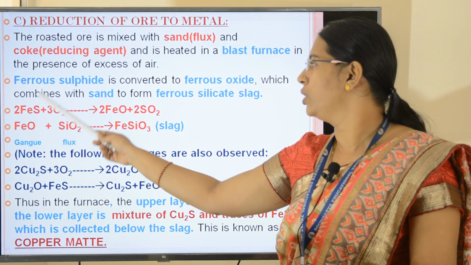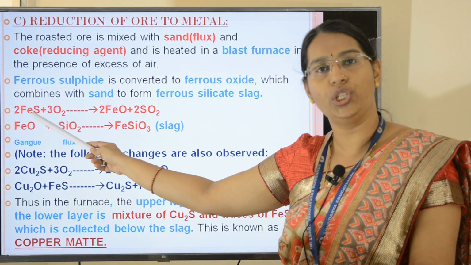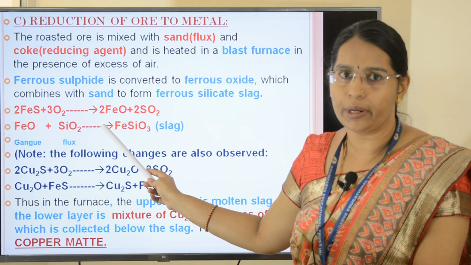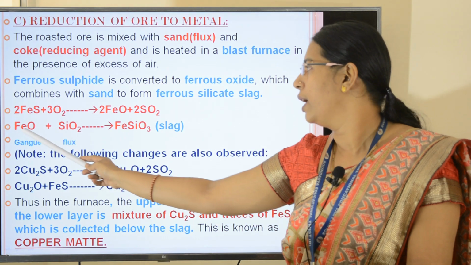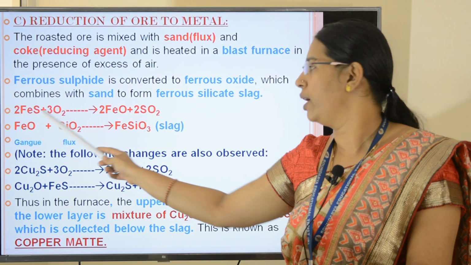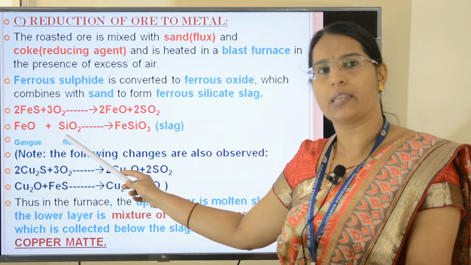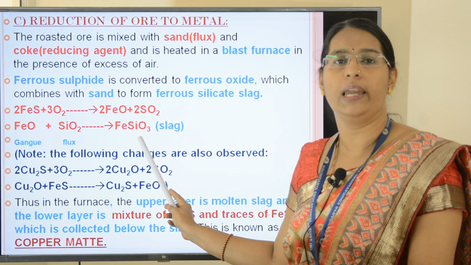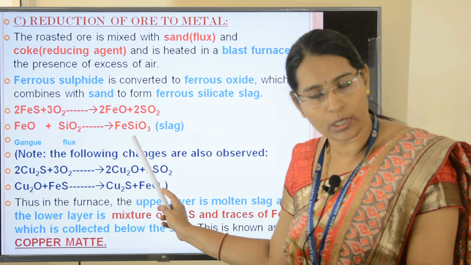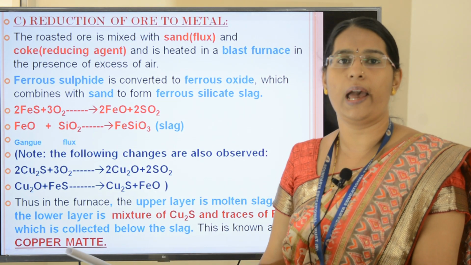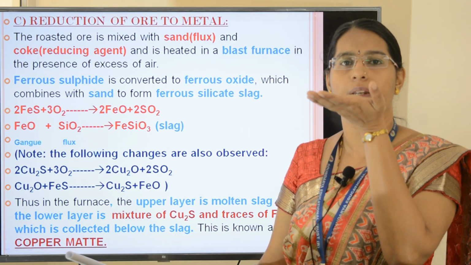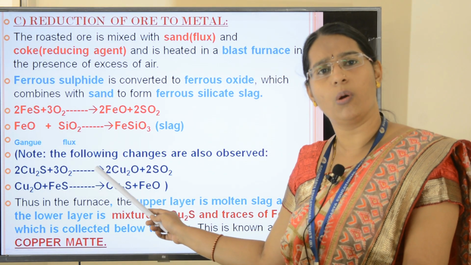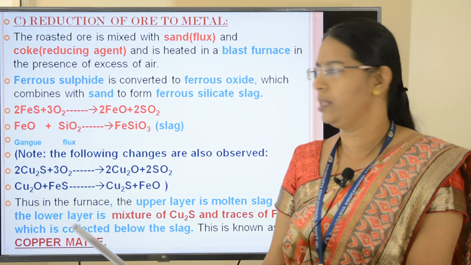So first reaction is ferrous sulfide is preferentially oxidized into ferrous oxide because iron is more reactive than copper. Along with that, ferrous oxide combines with the silica, which is added as the flux here, and we will get ferrous silicate slag, and it is in the molten state. It is lighter and it forms a separate layer at the top region. Some other reactions also take place inside the blast furnace.